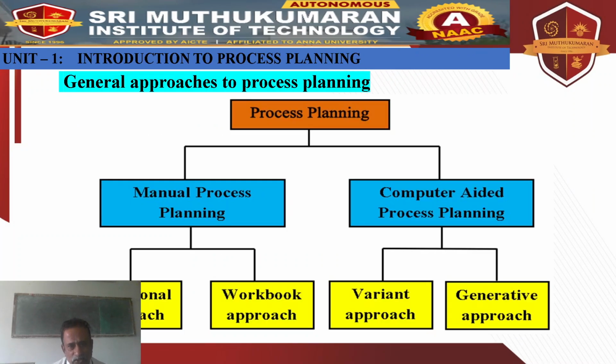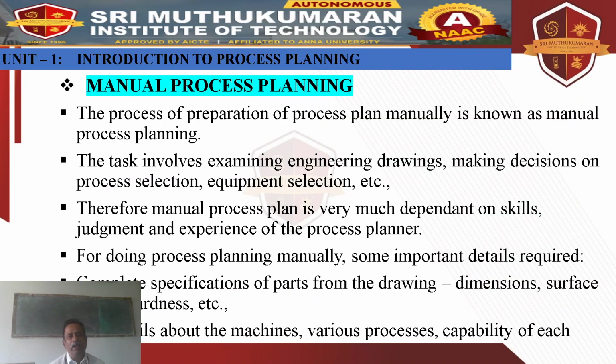So the general approaches to process planning are, we can go for manual or computerized process planning. So manual process planning and computer-aided process planning. In manual process planning we have the traditional approach and the workbook approach. In computer-aided process planning there are two methods, the variant approach, also called the retrieval type approach, and the generative approach.